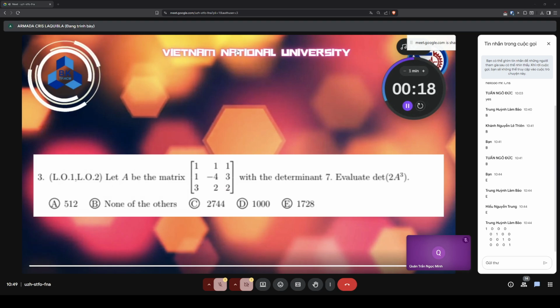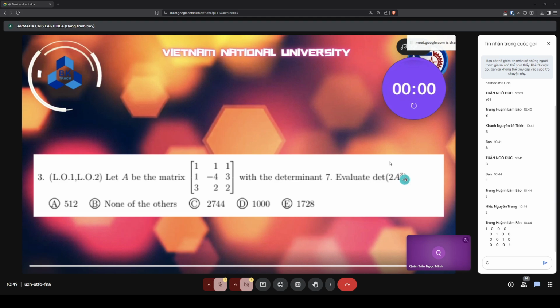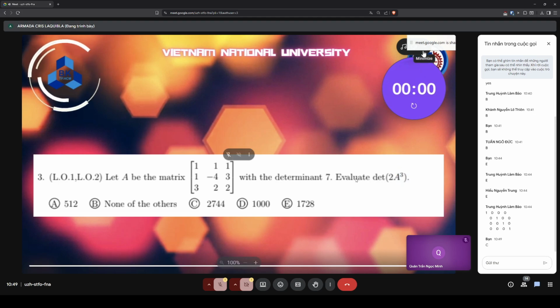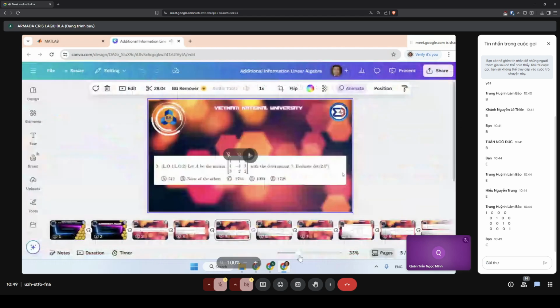Again, it's 2 cubed times determinant of A times determinant of A times determinant of A. Again, why is it 2 cubed? Because this is a 3 by 3 matrix. So if it's 4 by 4, it's 2 to the power of 4. It's not related to the cube of A here. Okay? And what's your answer?